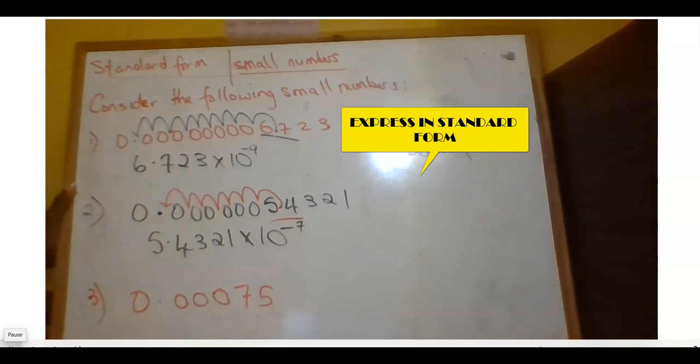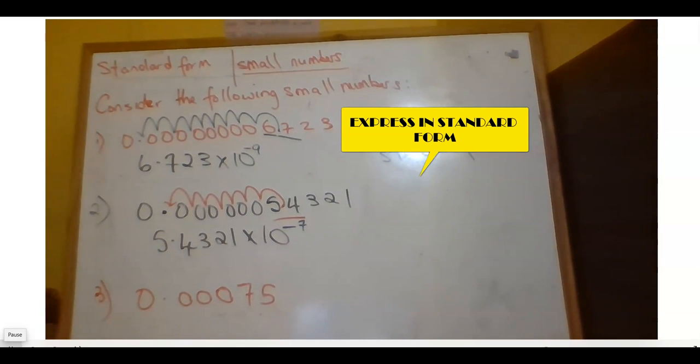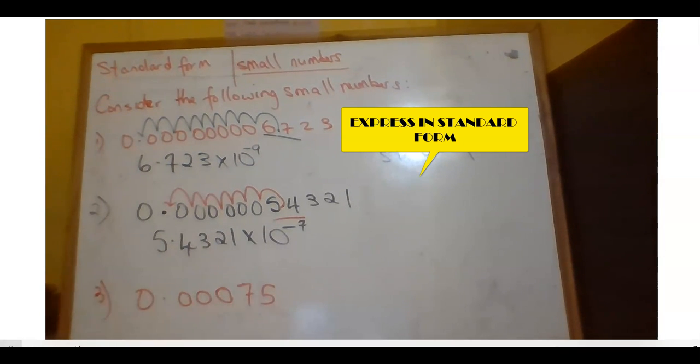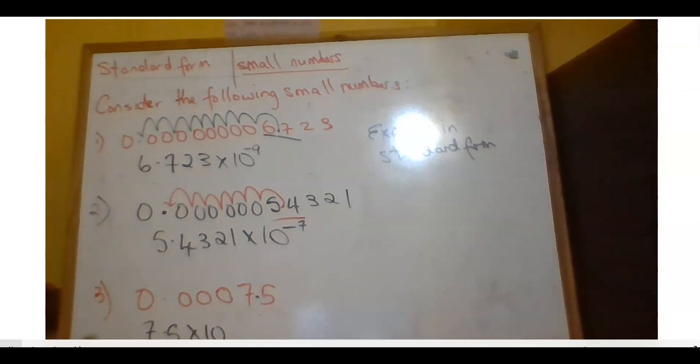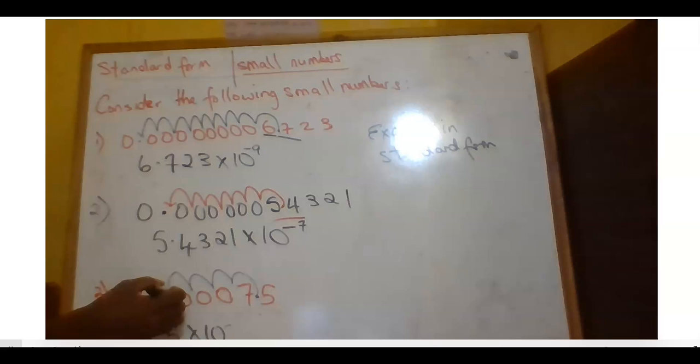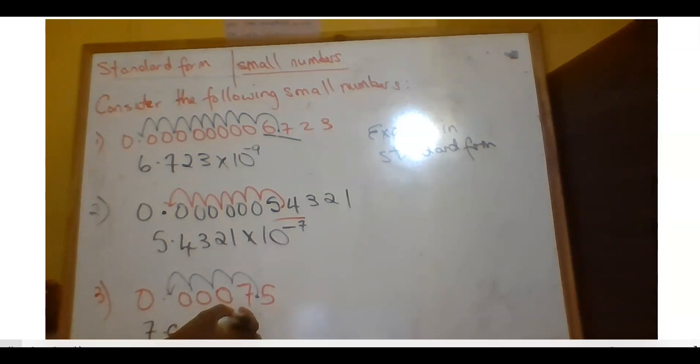Let's look at this last number here. Easy. We only have two non-zero digits, 7 and 5. Our point is going right between them. So the first part of our number will be 7.5. And that will be multiplied by 10 to some power. We know it's going to be a negative power. So that's 1, 2, 3, 4. 10 to the negative 4th power.